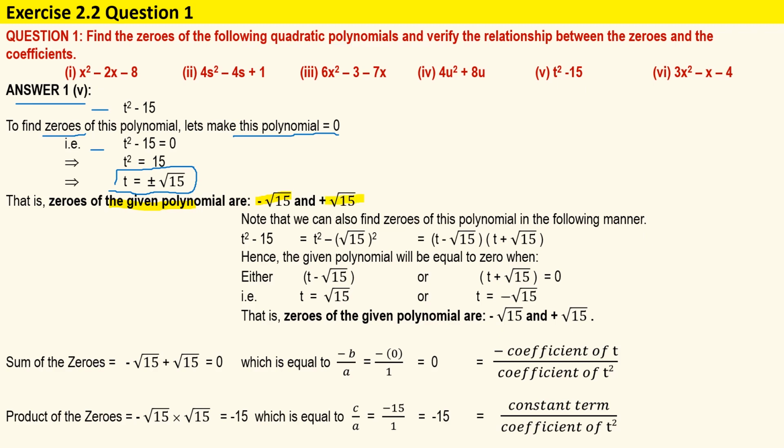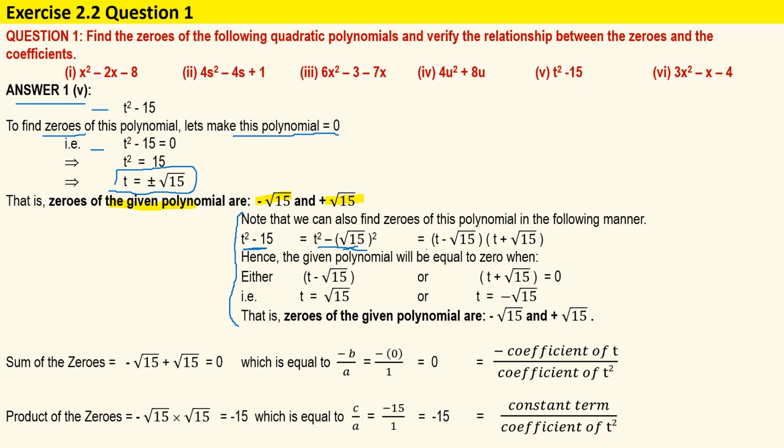In fact, there is another way to find the zeros of this polynomial, and let's see that another way. We note that the given polynomial is t square minus 15, which is of the form a square minus b square if b is square root of 15. That is, t square minus 15 is equal to t square minus square root of 15 squared. And we know that a square minus b square is equal to a minus b multiplied by a plus b.